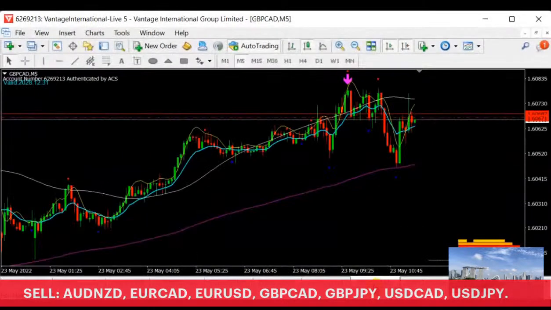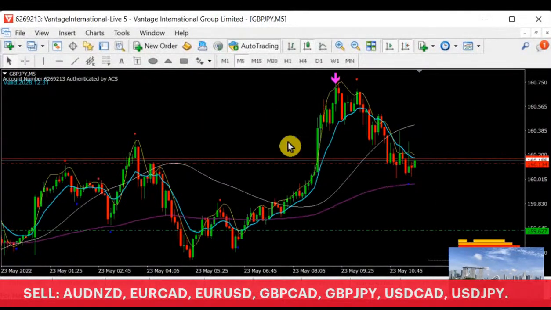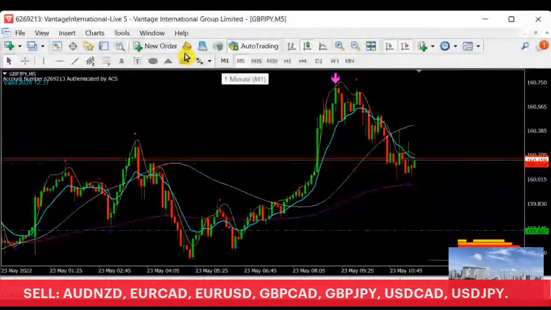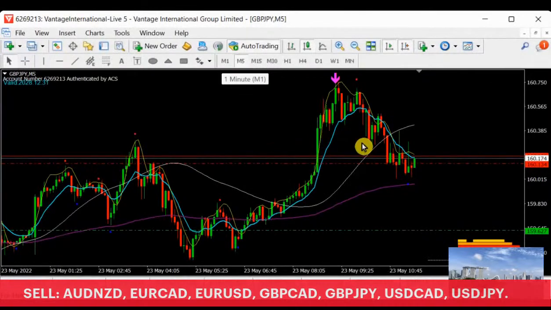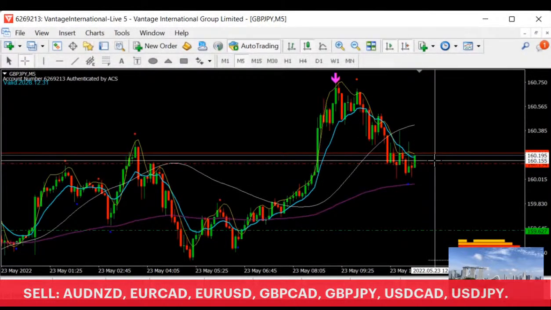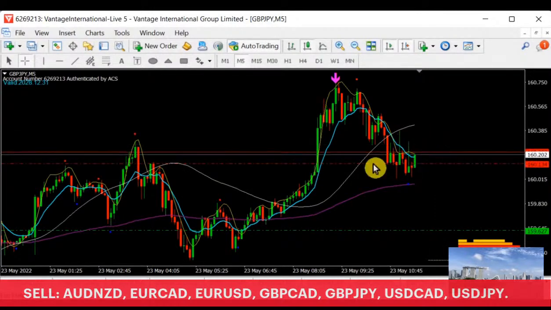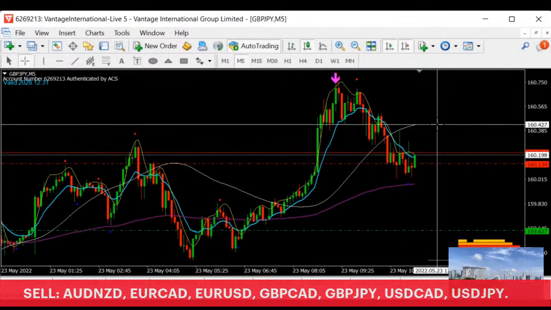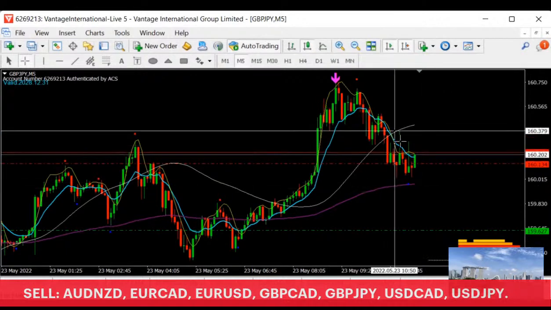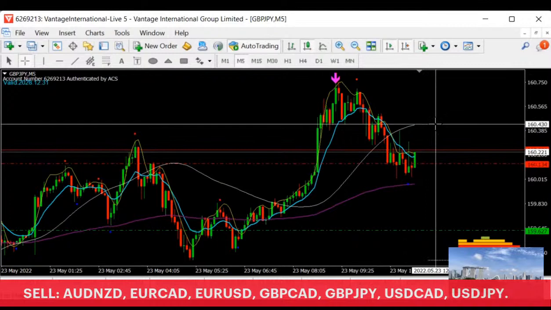So over here, pound yen. Sorry, I clicked the wrong thing. Right now, not yet. This is not the time yet. It's still testing the previous support, and there are a few rejections here. As you can see, we have a white line here, and candles go below the white line.